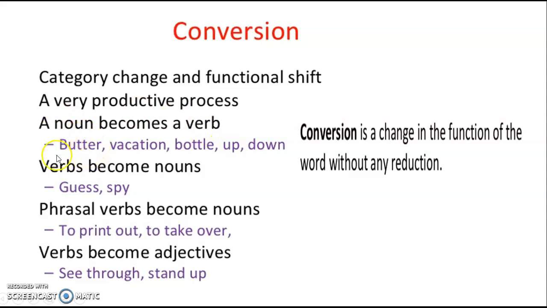For example, butter. We already know what butter is. It's a thing, right? It's something that you add to your pancakes or to a piece of bread. But you can use butter as a verb too. It's the action of putting that thing onto a bread or onto your pancakes. Vacation also is an example. A vacation is a period of time when you are free, but vacation is also a verb. The same with guess, same with spy.